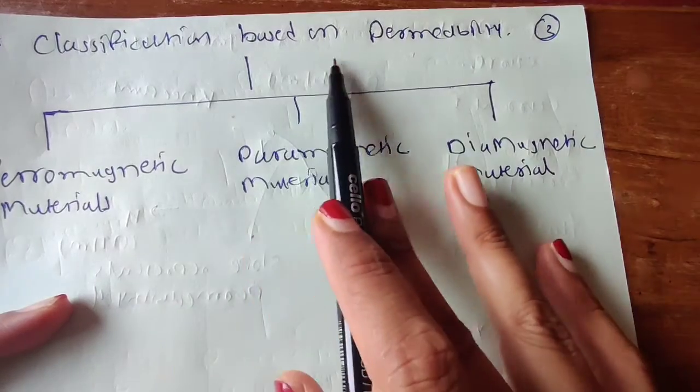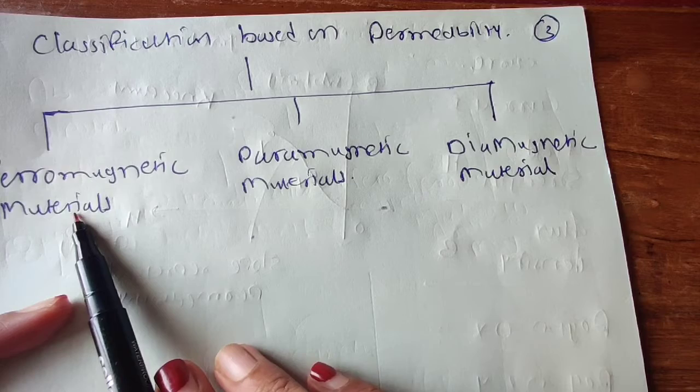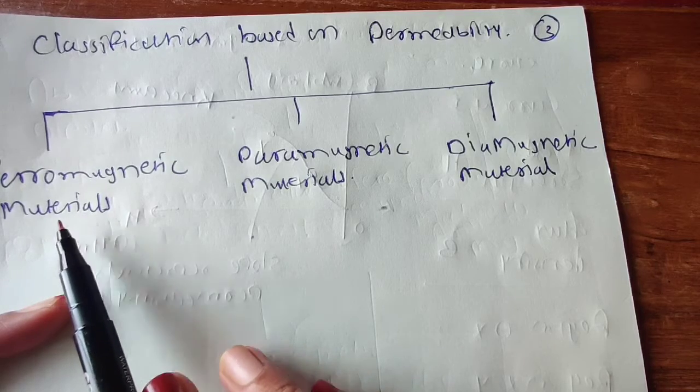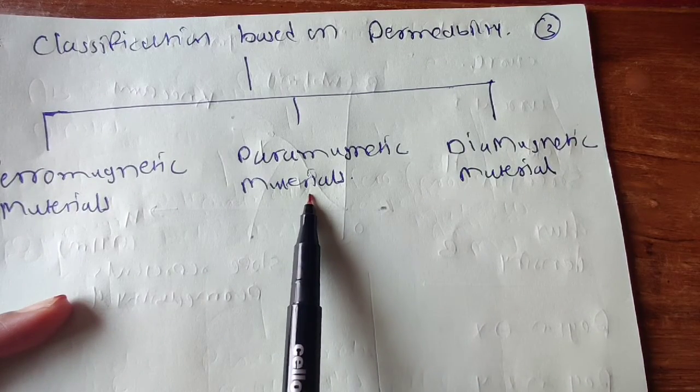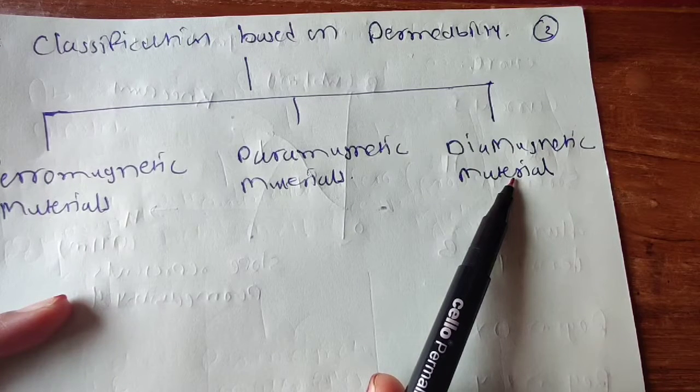So based on the permeability value we can classify it in 3 ways. Here the value of permeability is much greater than 1. Here it is slightly greater than 1, and here it is less than 1. The value of permeability you need to consider.